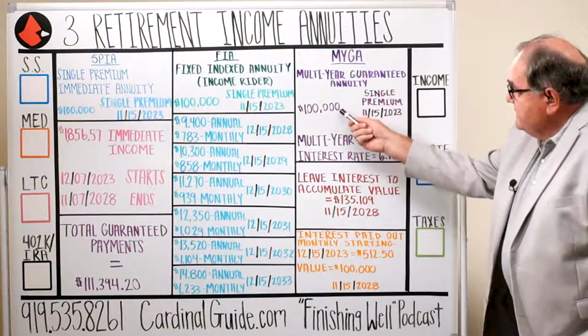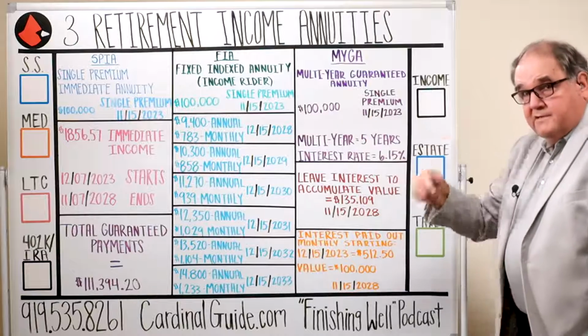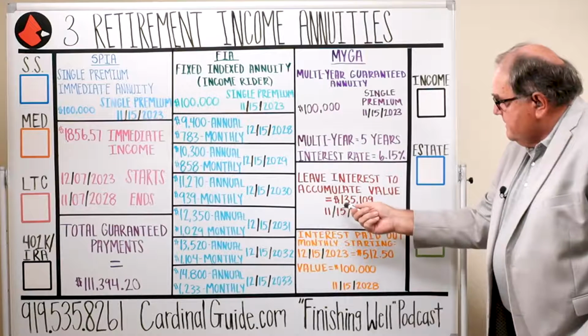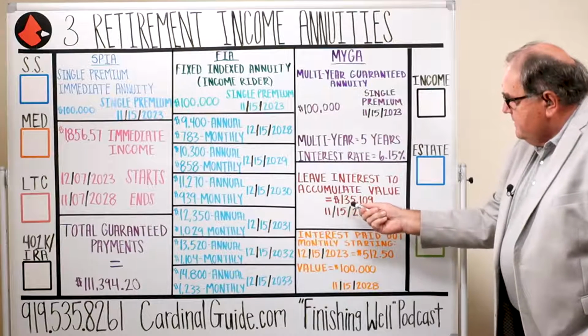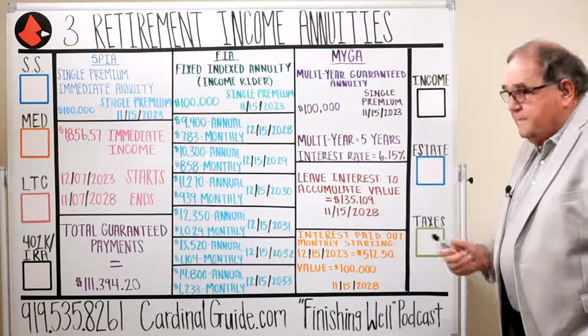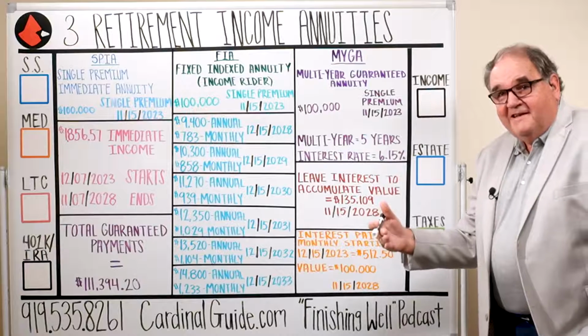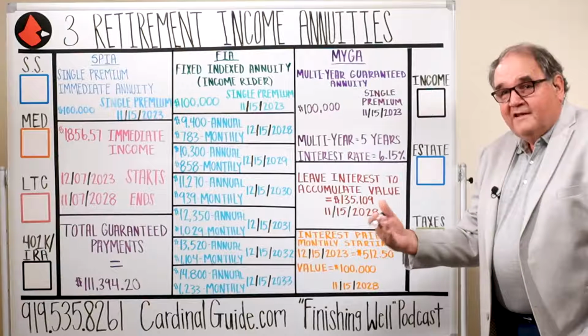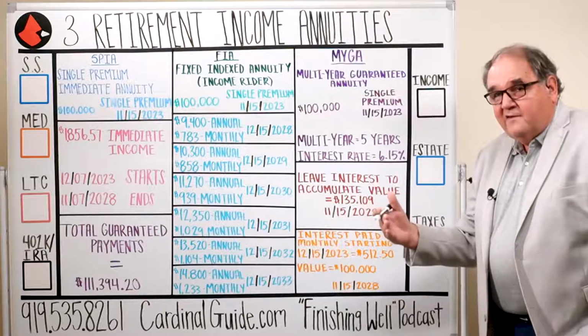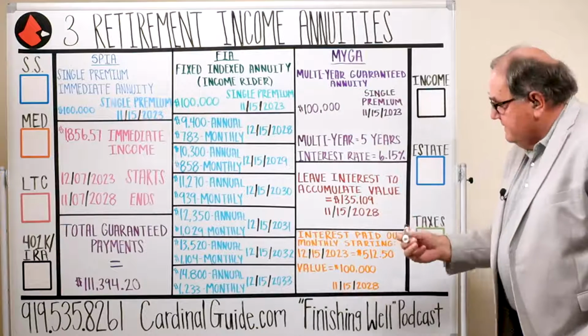And if you put $100,000 in this annuity, and the illustrations are in the show notes, $135,109 is what you'll have accumulated in 5 years. And that's guaranteed. It isn't going to change. Principal's guaranteed.